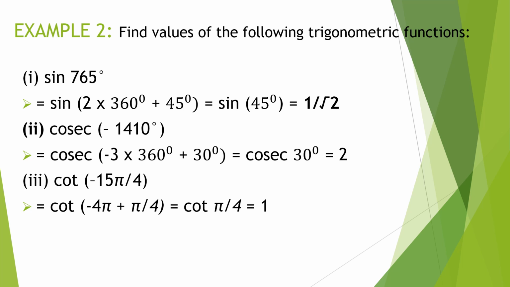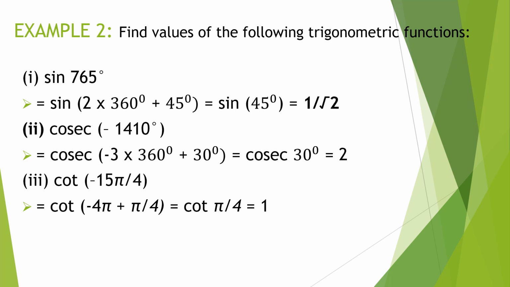Cosec of minus 1410 degree. Again, as I told you, first try to make it in the multiple of 360 degree. So that can be written as minus 4 into 360 degree plus 30 degree. Again, just take out the multiple of 360 degree or 2 pi, and then what you get is cosec of 30 degree. What is cosec 30 degree? We know it is 2.